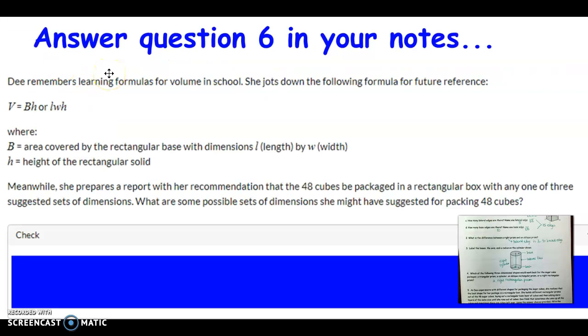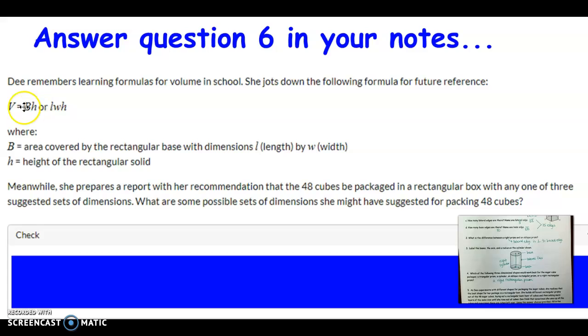So in question 6 in your notes, it says Dee remembers learning formulas for volume in school, and she jots down the following formula for her future reference. It says V equals BH. Now notice the B in this formula is capitalized, and we've talked a lot this year about the difference between capital and lowercase letters. V and B are both capitalized because they are things that will have to be calculated. V stands for volume. You have to do something mathematical to find volume.